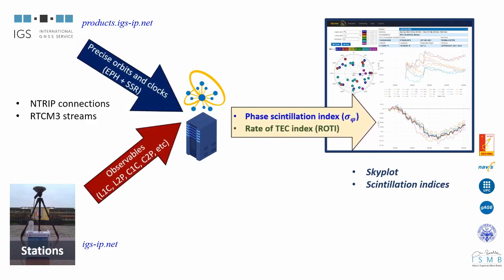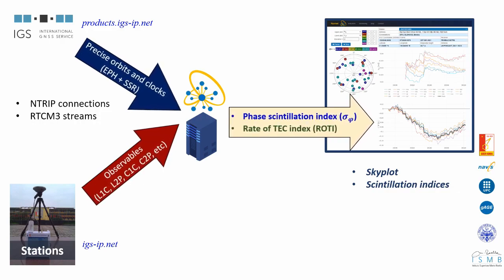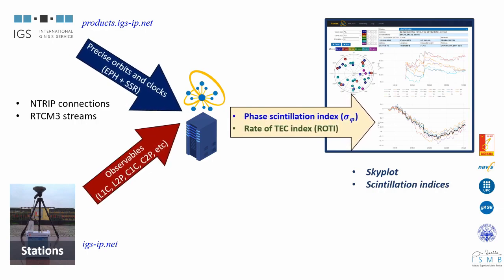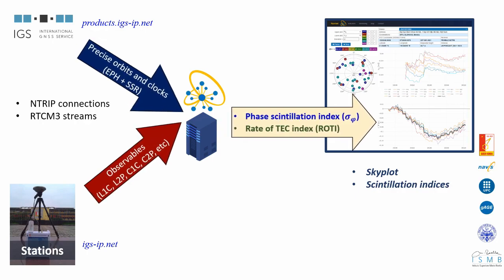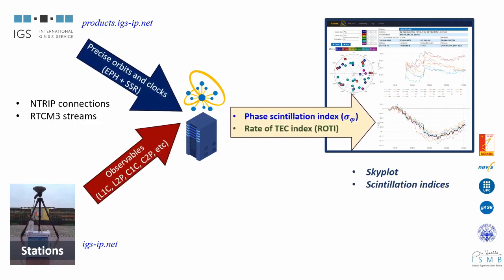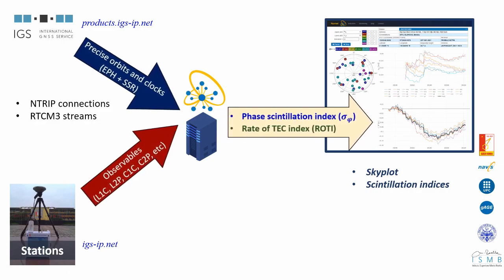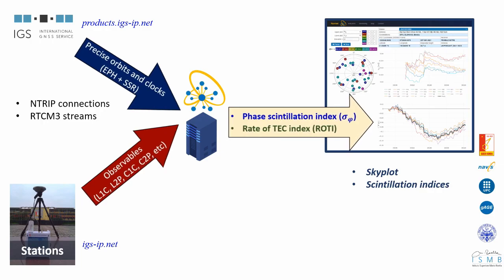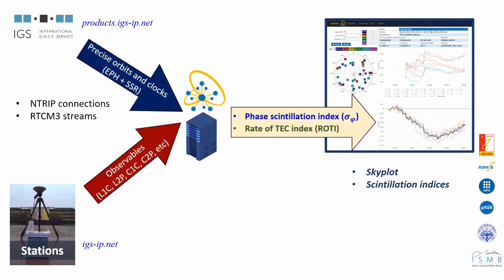The NTRIP caster is located at products.igs-ip.net. We also use this NTRIP to collect the code and carrier phase measurements of the target station. Stations from IGS broadcast data at igs-ip.net, while non-IGS ones can use our NTRIP service. Our server gathers the data and computes the required scintillation index and sends it to the website, where clients can view it in real time, as well as the sky plot of the target station.